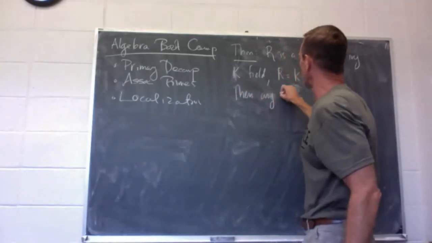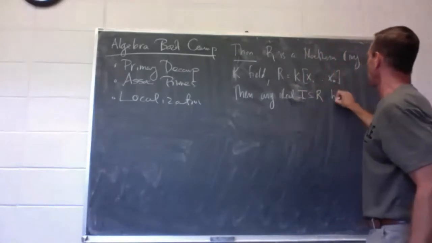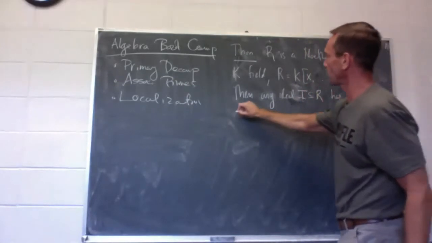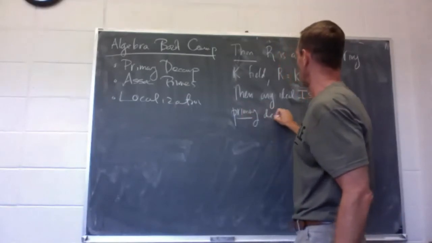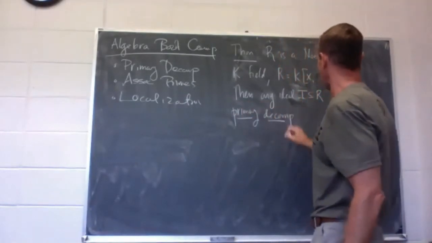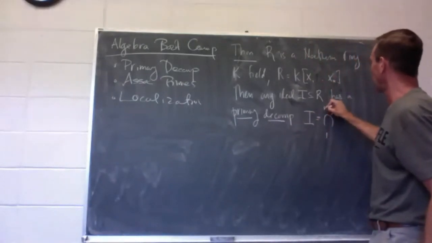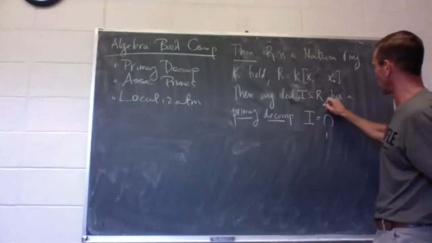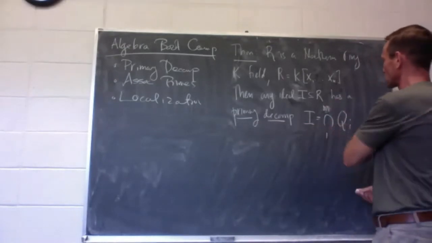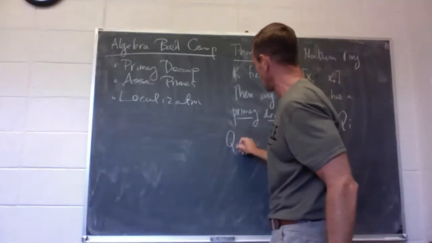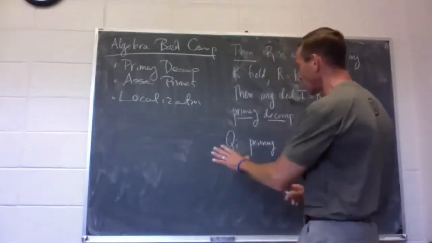So if R is a Noetherian ring and K is a field, then any ideal I contained in R has a primary decomposition. So what that means is that I is an intersection, i from 1 through m, of Qi. So I can write I as an intersection of ideals Qi, where Qi is primary, and what that means is that it's almost like a prime ideal.